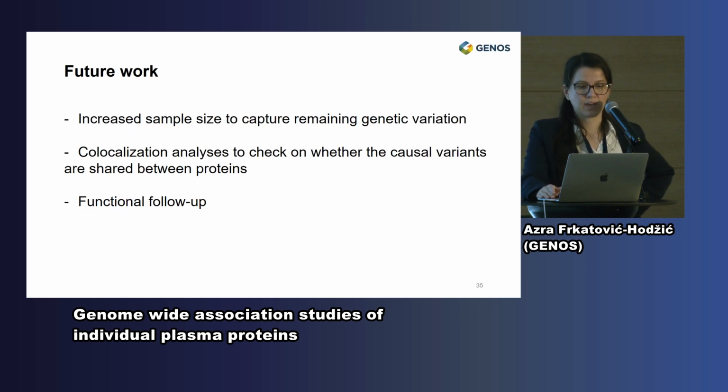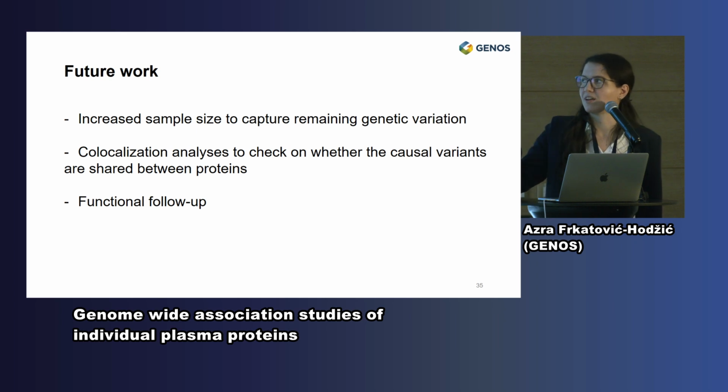So what we can tell for our future work is, of course, with any GWAS study, you can always redo it with a larger sample size, hoping to capture the remaining variation that you might not capture with the current sample sizes. Also to do the colocalization analysis to check whether these causal variants are shared between proteins. As I have shown on these two examples, sometimes even though we are talking about the same gene, it might not be the same causal variant, or if we are talking about the same region, it might not be the same causal gene. But of course, to even call something causal, you have to prove it and show it in a functional study.